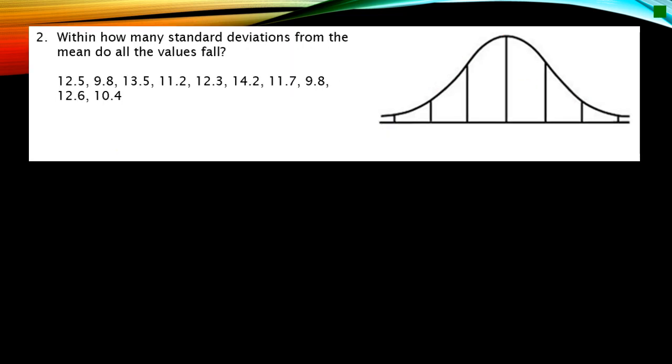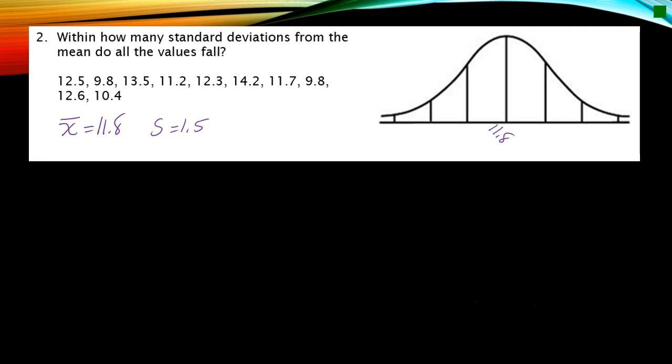This is example 2. It's the same exact question, but now we have different data. So the first thing you want to do, step 1, is find the sample mean and the sample standard deviation, which you can do using your calculator. The sample mean is 11.8, and the standard deviation is 1.5. Step 2, we need to draw and label the normal curve. So the mean is 11.8. That goes in the middle.